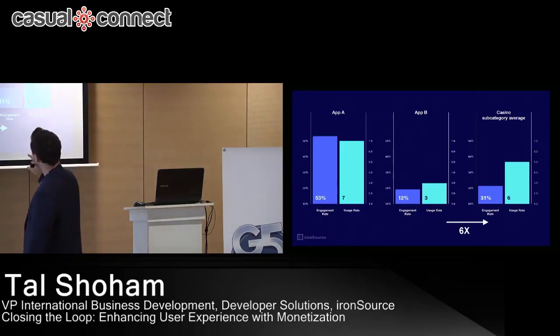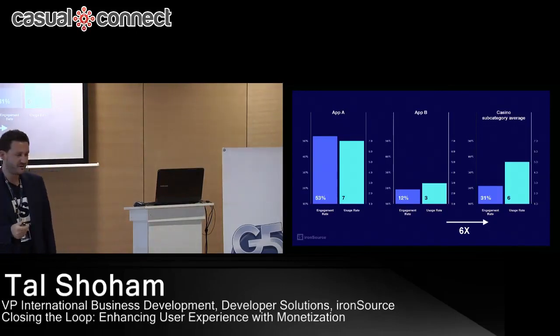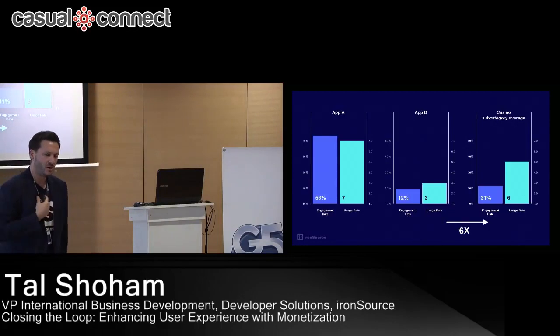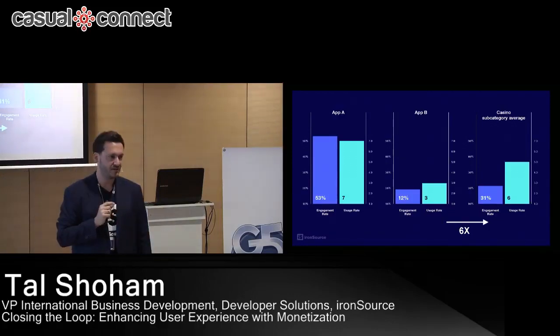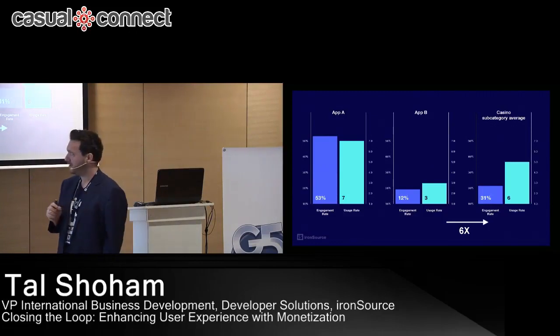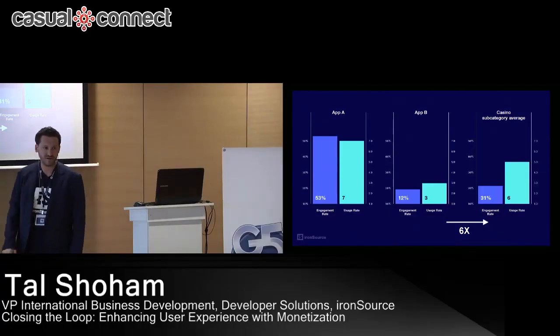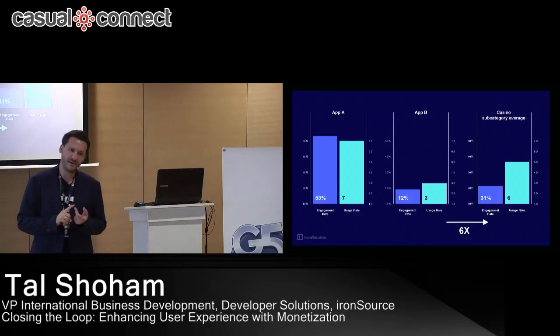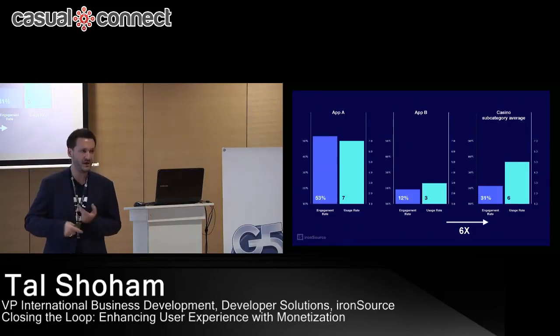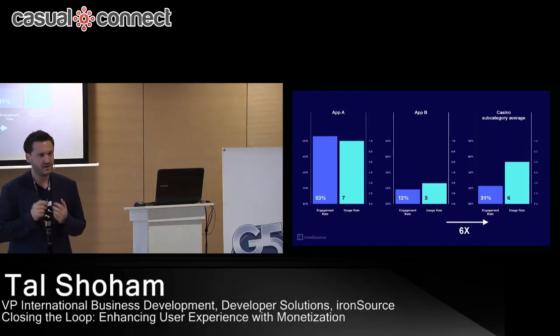But we see here, are you asking yourself, again, what is the casino subcategory average? And you should, because you can see here, and these are real numbers, by the way, it should be around 31% and around 6. By the way, the market average that we see on our platform is around 26 to 27%, just for all the genres out there. So just by making some small adjustments, and moving your data into at least the market average, you can make 6 times the revenue that you're generating, just by asking yourself the questions and then taking actions to actually improve the funnel and improve whatever you can improve, and we'll talk about it in 2 seconds, to reach those metrics.